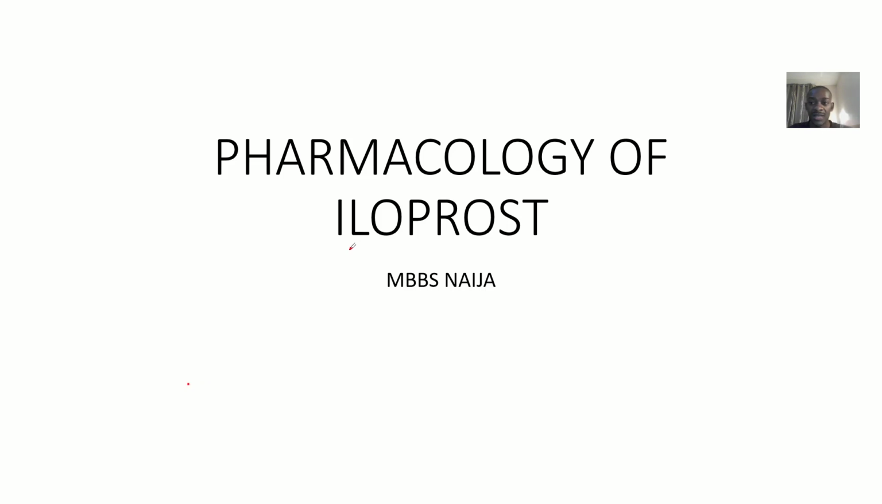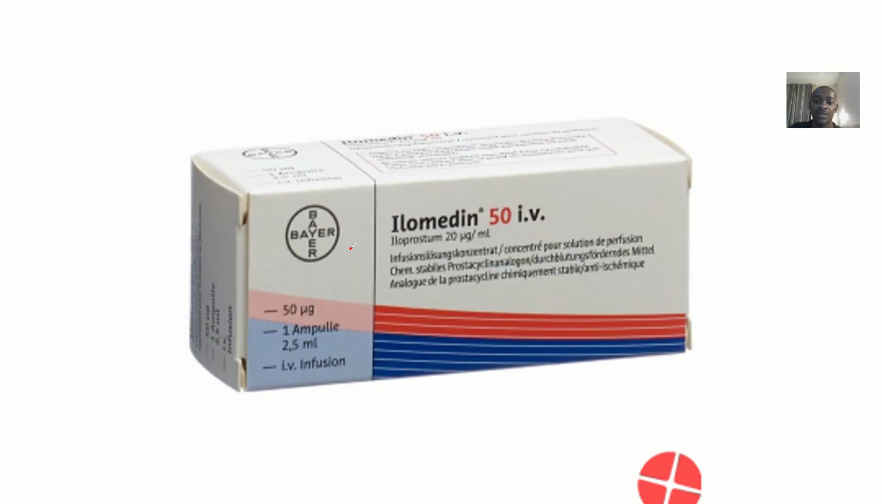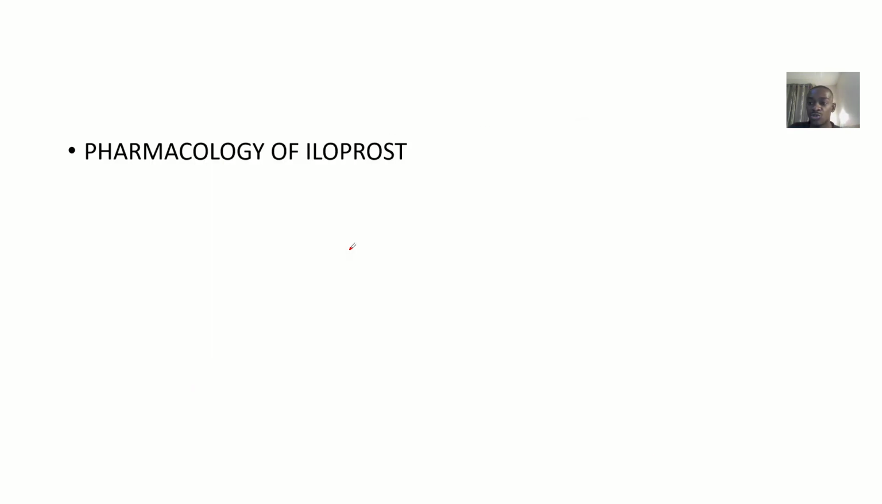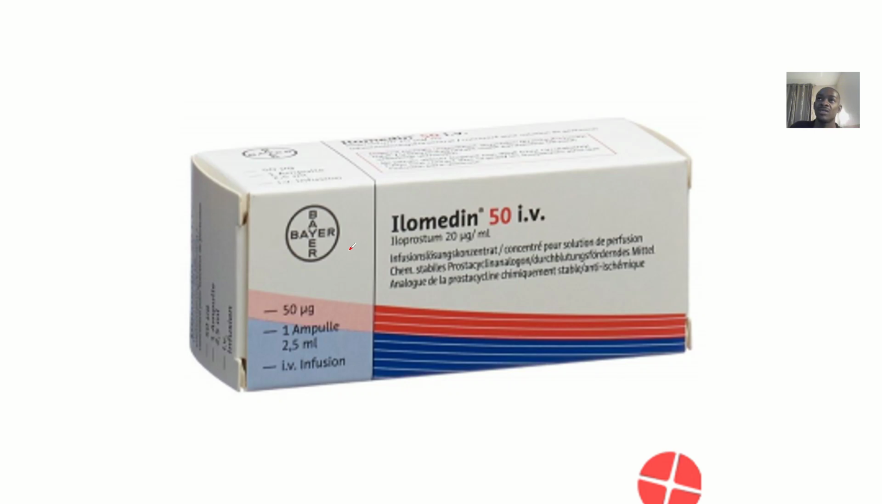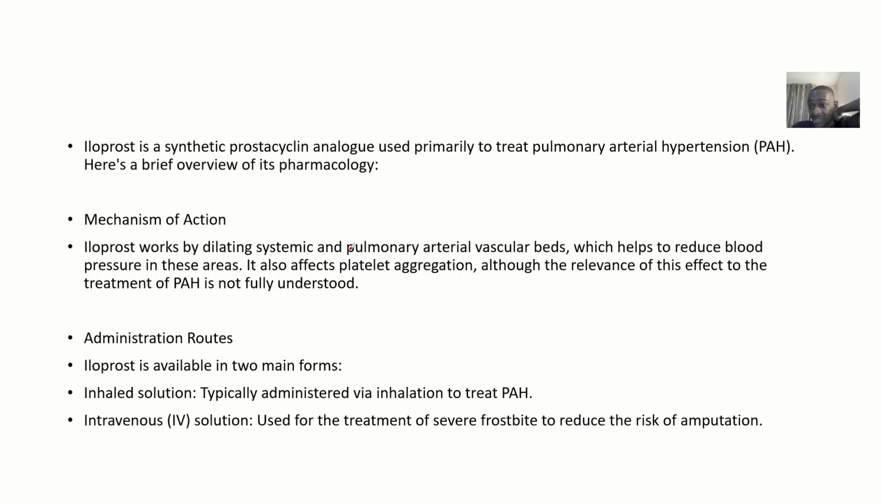I think this will be the last type of prostacyclin that I'll be looking at. The name of this drug is iloprost. We have looked at treprostinil, and we looked at epoprostenol. Now we'll be looking at iloprost as the last example of prostacyclin.